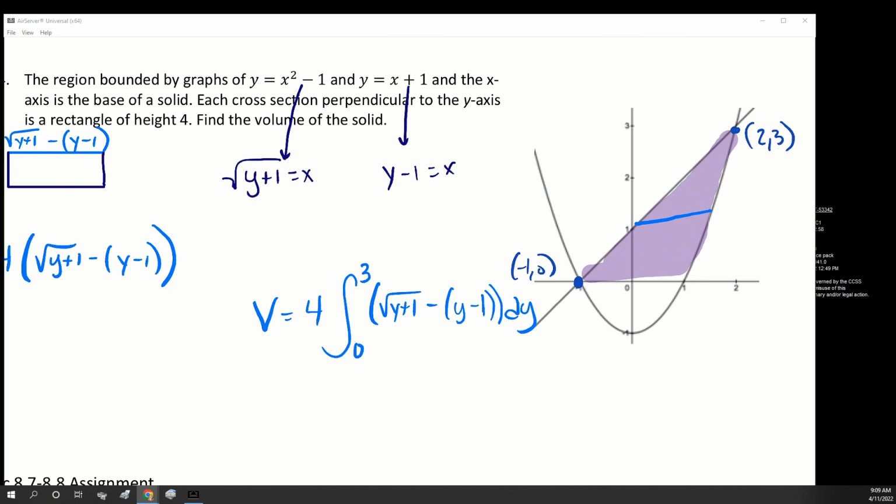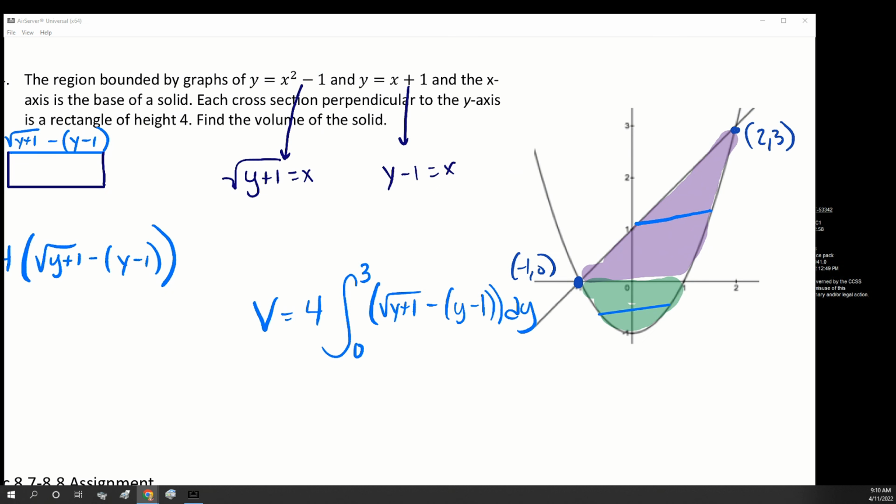Now, I want to show you guys something else. The reason why this is cut off is because it makes it harder. If we did that whole region, what would be my right and left? Right is still the same, right? The square root of y plus 1. But what would be the left? Definitely not the line. What do you think?